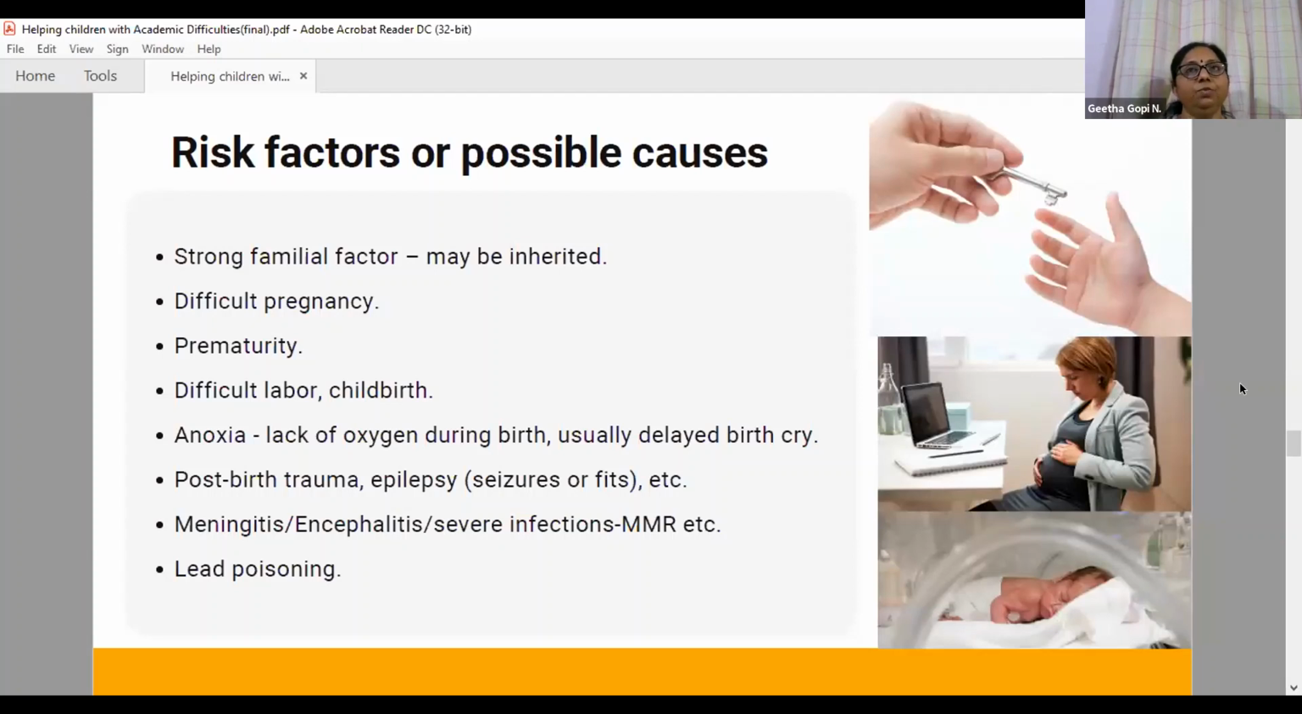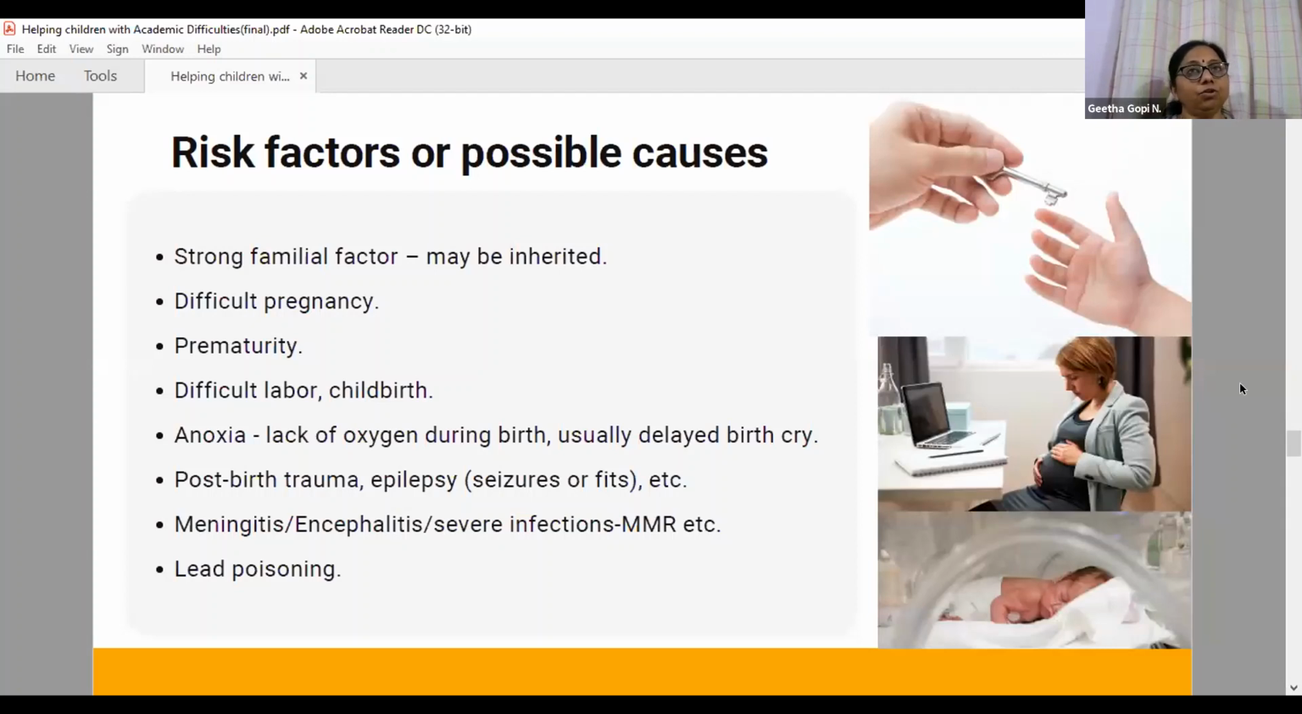Birth trauma, again, while being born, sometimes the fetal presentation may not come as required. So there may be something called breech presentation, where instead of the head coming out, the legs come out, or the fetus may sometimes not be in the correct position while being delivered. So all these can cause damage, cell damage, and primarily brain cell damage, and therefore neurodevelopmental issues, which lead to later academic difficulties being seen.